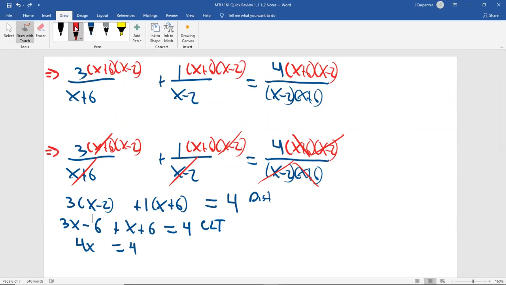So we get 4x equals 4. Very simple last step. Divide both sides by 4. And we get that x is equal to 1.